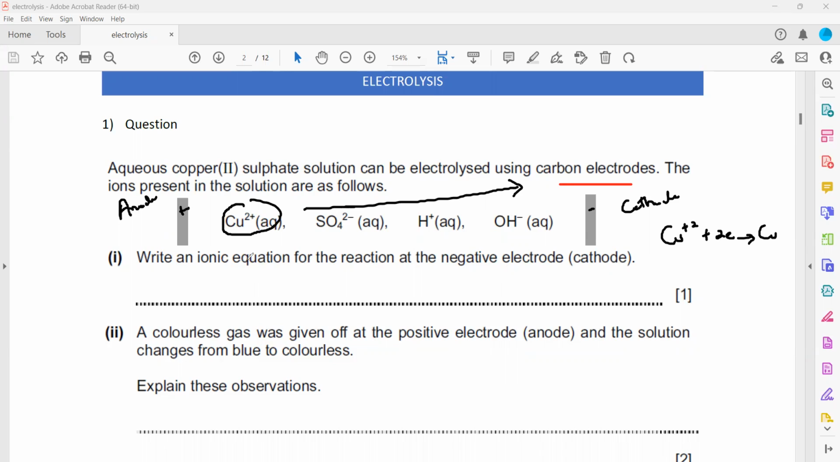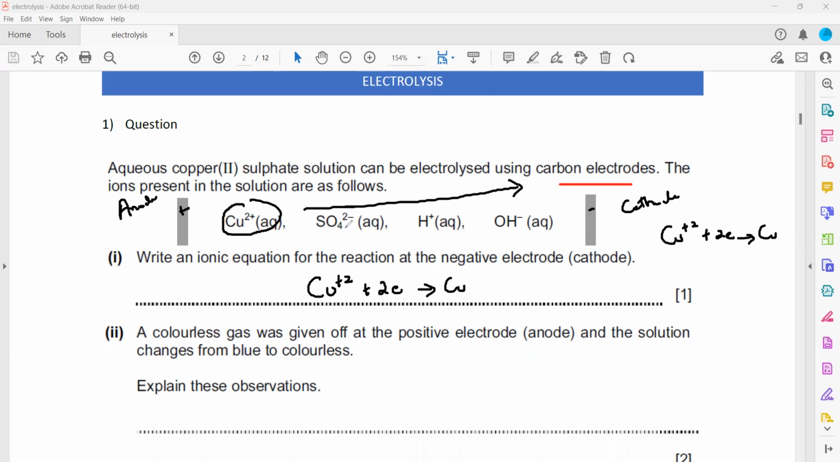So the question is: write the ionic equation for the reaction at the negative electrode, or cathode. What reaction occurs at the negative electrode? The copper ions in the electrolyte will take 2 electrons and turn into copper atoms.